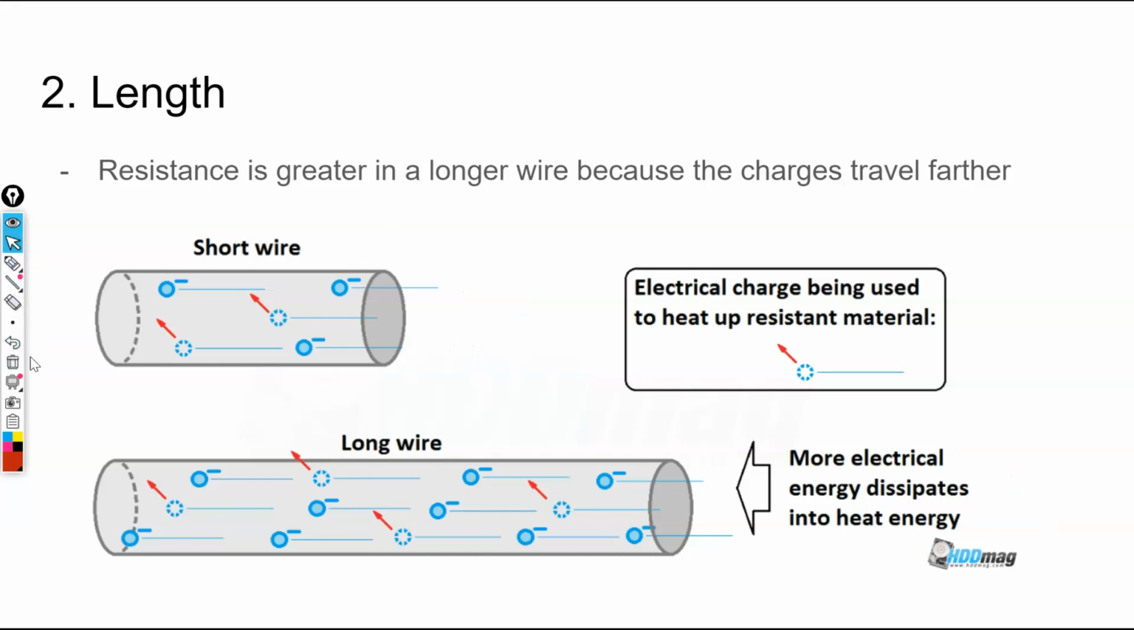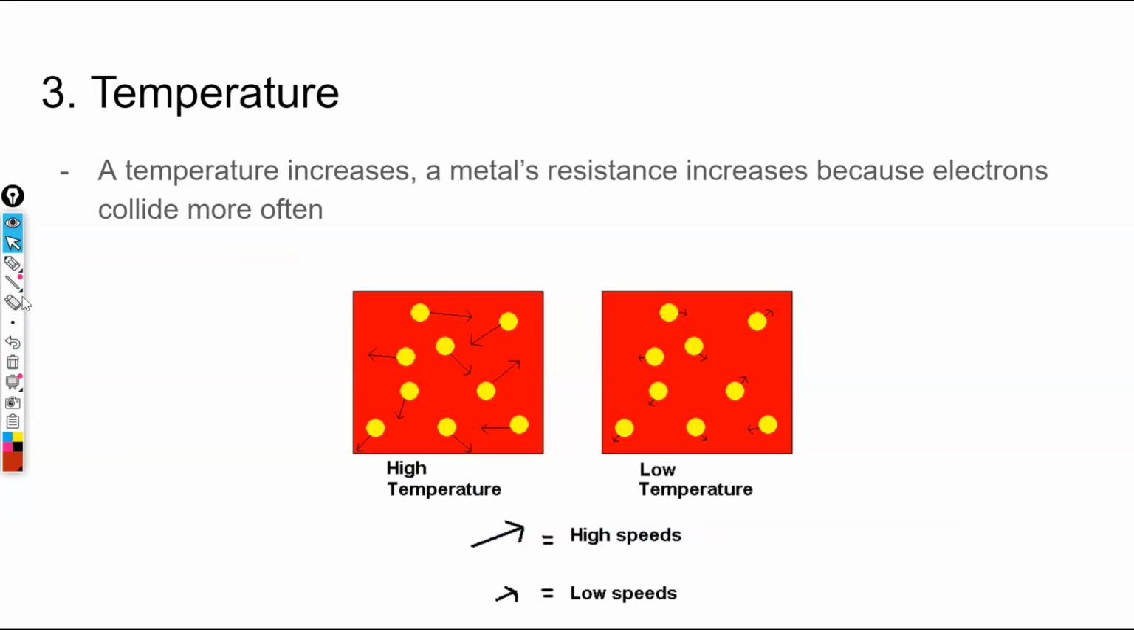And then lastly is temperature. How temperature affects resistance is that as the temperature increases, a metal's resistance increases because the particles are just colliding more often, right? If you guys remember, temperature is just the average kinetic energy of molecules, which means if you add more heat to something, you increase the energy it has, which is moving faster.